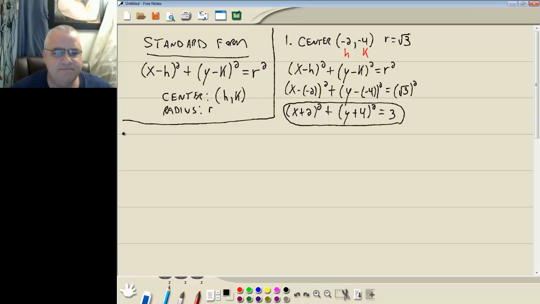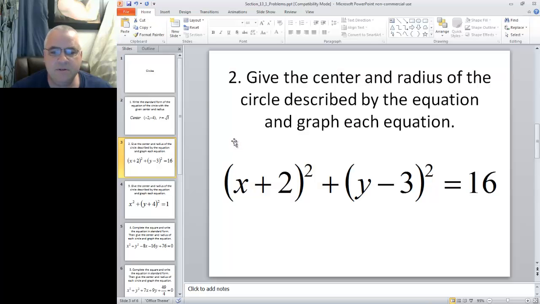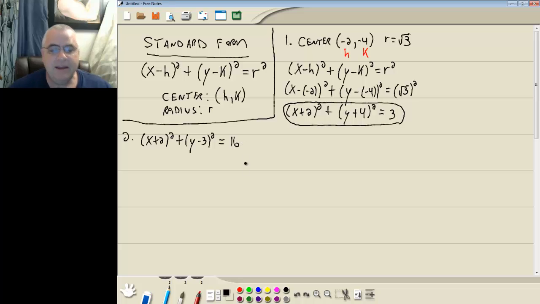Let's take a look at this one. We got (x + 2)² + (y − 3)² = 16. Now, this is already in standard form. Standard form says you either have x plus number or x minus number. It doesn't have to specifically be a minus here. And this says you're going to have y plus number, y minus a number. And again, this does not specifically have to be a minus here. And then you have some number over here.